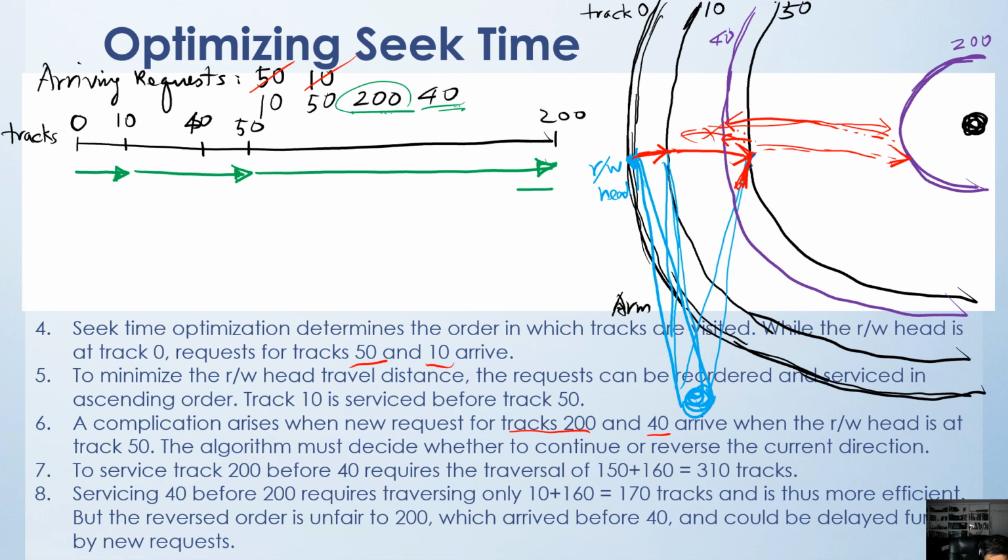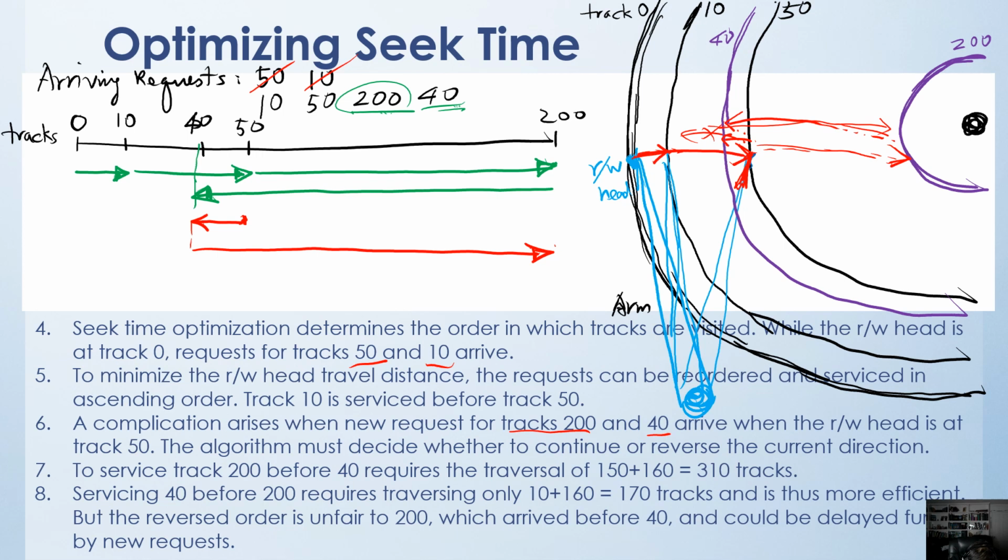And then travel back to 40. Okay. The alternative way is, if we try to minimize the travel distance, right now we are at 50, right? So then we're going to travel to 40 first. Okay. And then after you complete track 40, travel all the way to 200.